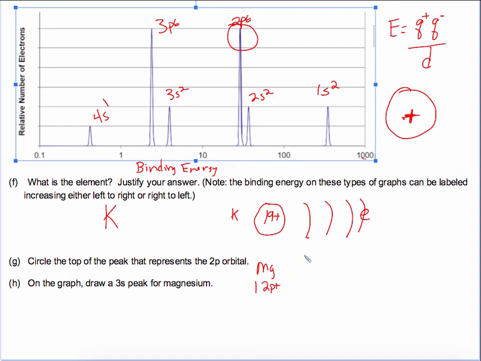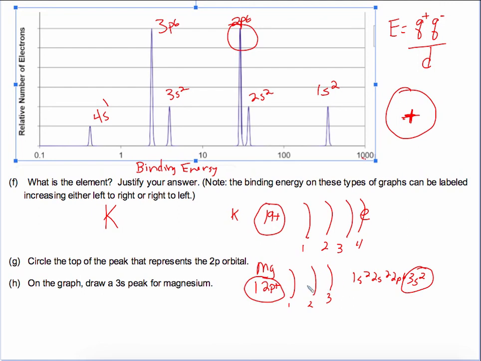Now, magnesium only has 12 protons, and it has the first shell. There's 1, 2. I forgot to label these. The second shell, and the third shell. Now they want us to draw the 3s peak for magnesium. Magnesium's electron configuration is 1s2, 2s2, 2p6, 3s2. Okay, that's magnesium. So it has 2 electrons in it.